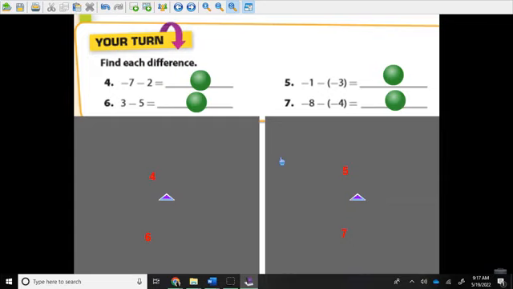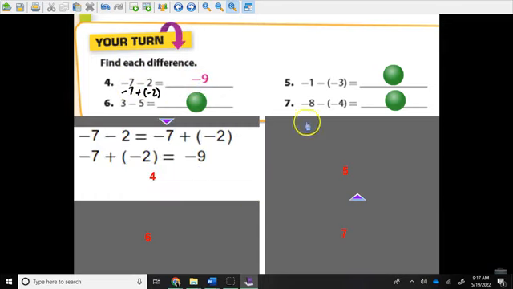Okay. So negative 7 minus 2. This stays as negative 7. This turns to a plus. This turns into a negative 2. Okay? So what is this? This is 17.1, adding integers with common signs. So 7 plus 2 is 9 and they're both negative, so it is negative 9. Okay.